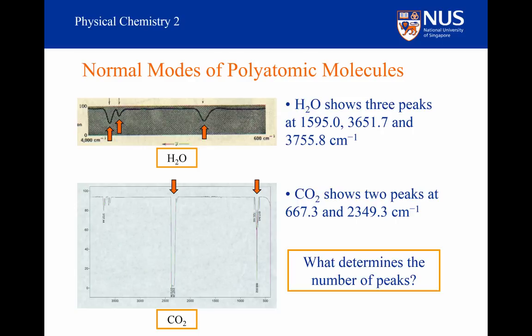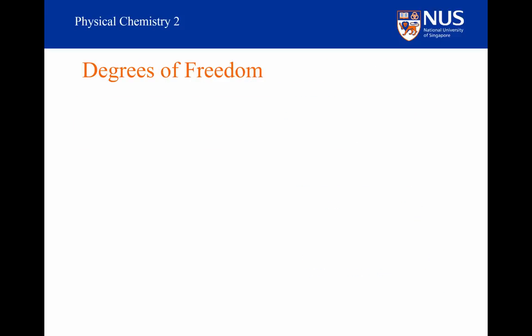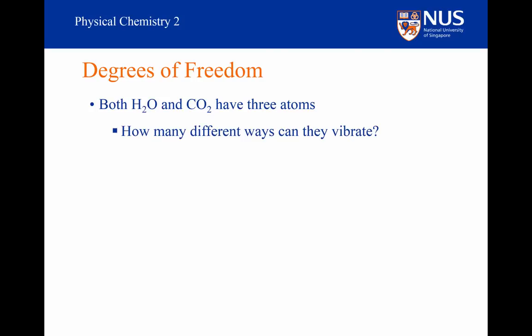So despite these two molecules having the same number of atoms and the same number of bonds, they exhibit different numbers of peaks. We will see that what determines the number of peaks is not just the number of possible vibrations in the molecule, but also whether the vibrations are degenerate and whether the vibrations are intrinsically infrared active. Let's first discuss what determines how many vibrations a molecule can have. Both H2O and CO2 have three atoms. But do they have the same number of vibrations? How many different ways can they vibrate?